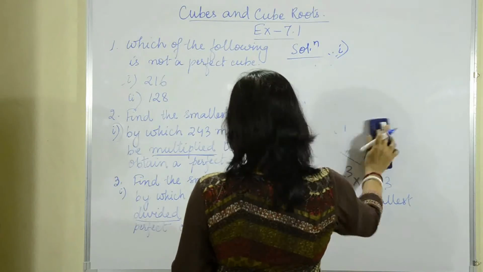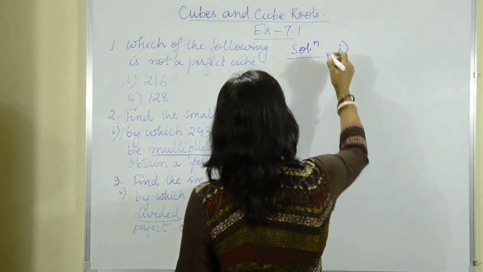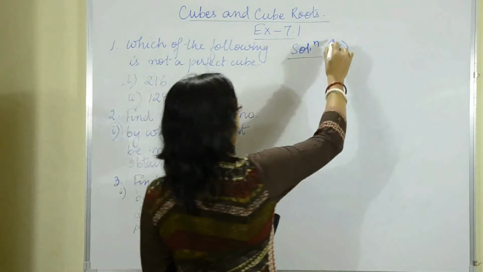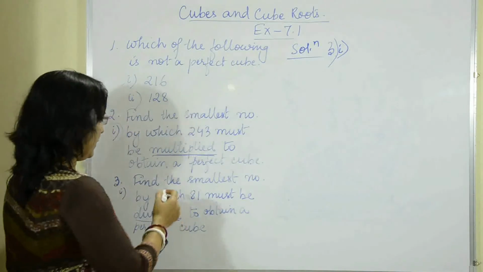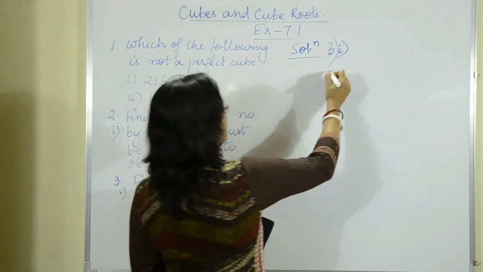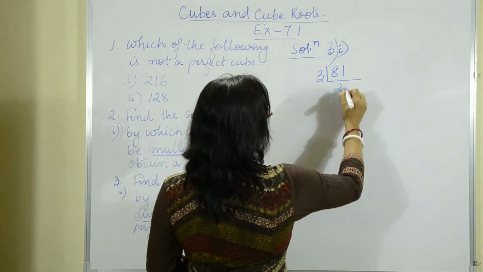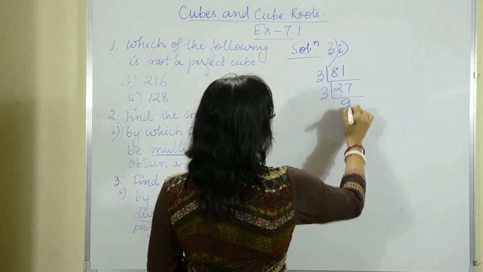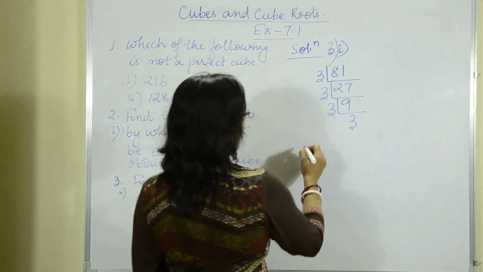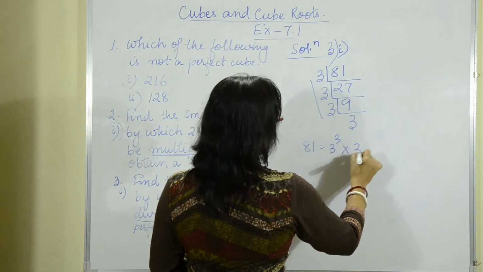Now, question number 3 is: find the smallest number by which 81 must be divided to obtain a perfect cube. So, let us find all the prime factors of 81: 3, 27, 3, 9 and 3, 3. Is it not? Now, what do I have here? 81 equals a set of three 3's and then one more 3.